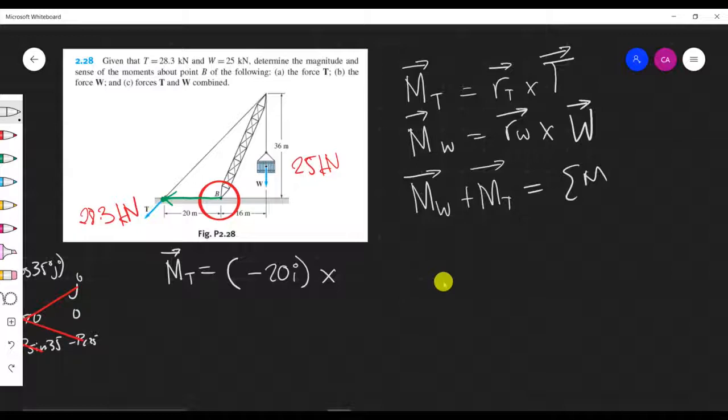Ngayon, yung kanyang vector T, yung T mismo. Teka lang, kailangan natin ng elaboration pala. So, r vector of T is equal to negative 20i. Okay na yun, wala nang problema. Then, T vector, ito yung medyo komplikado. So, yung magnitude niya is T or 28.3.